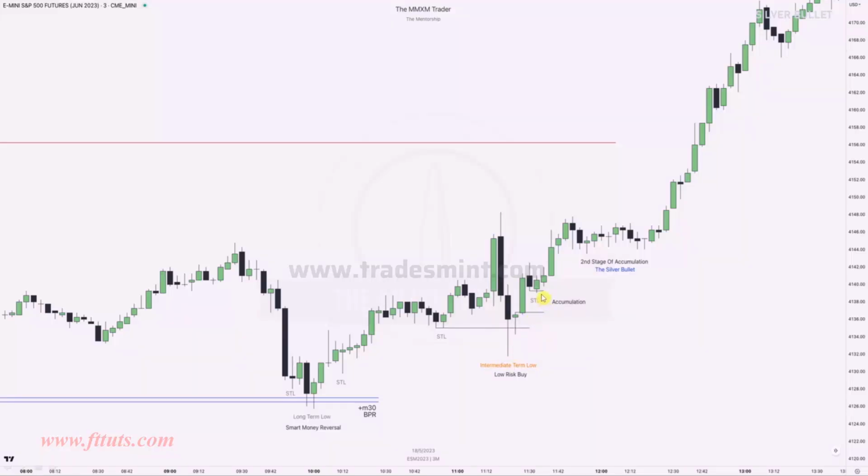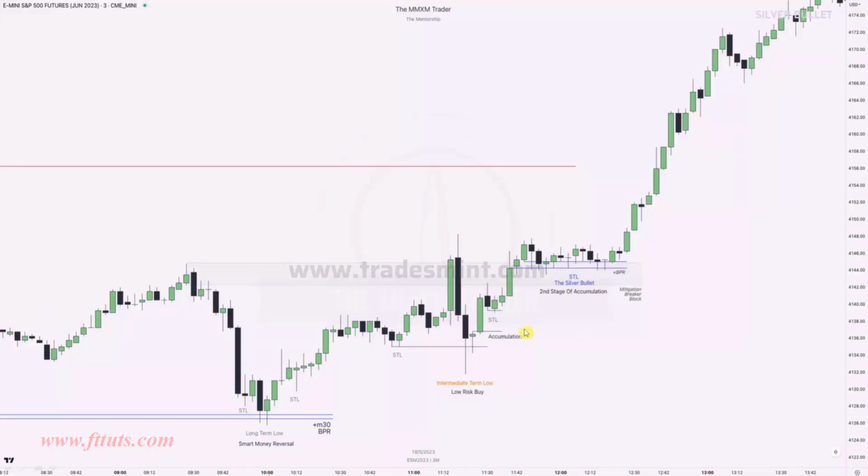Instead of anticipating and taking an entry on this short-term low, now we wait for this intermediate term low to be formed and then go into the second stage of distribution, which is over here, and that will be the silver bullet setup. So where do you get in? Again, we have that BPR, just like that on the 30-minute time frame, that redelivered, rebalanced PD array.